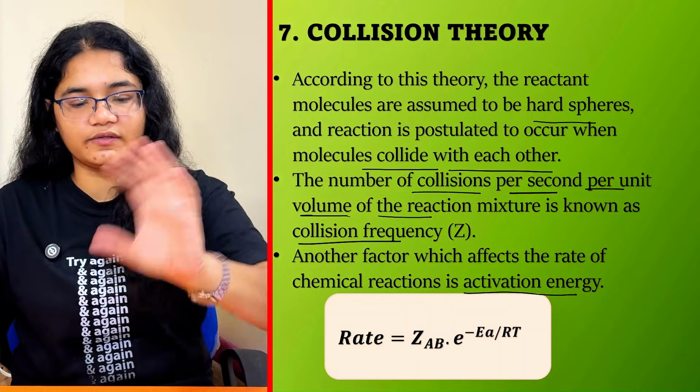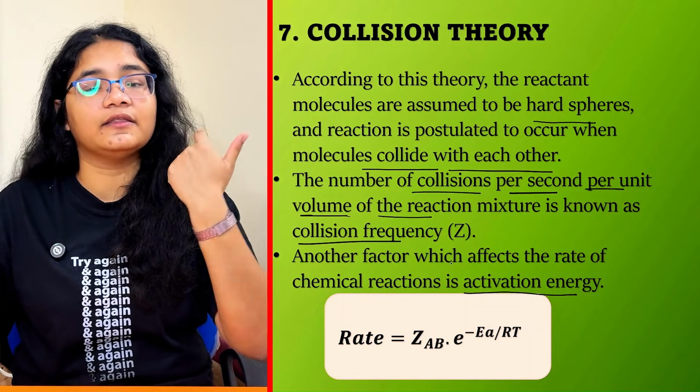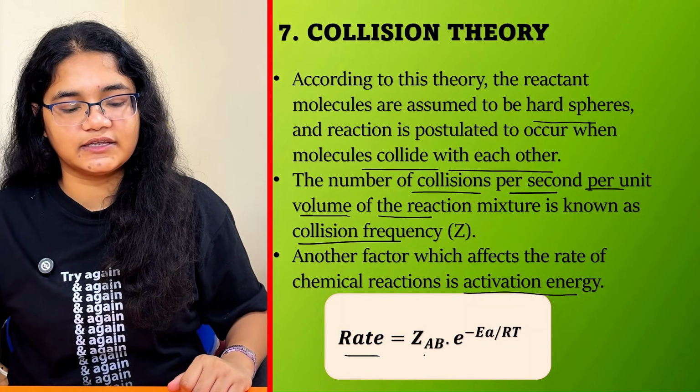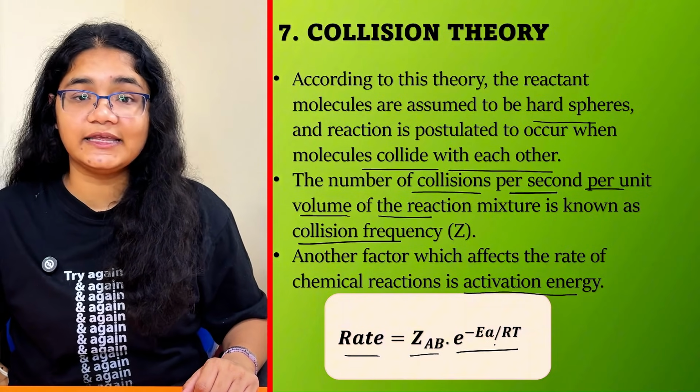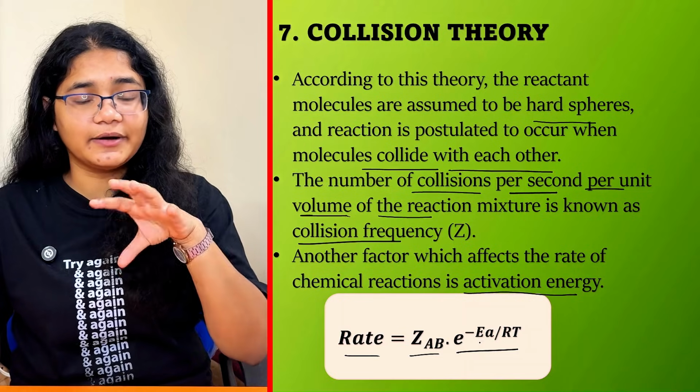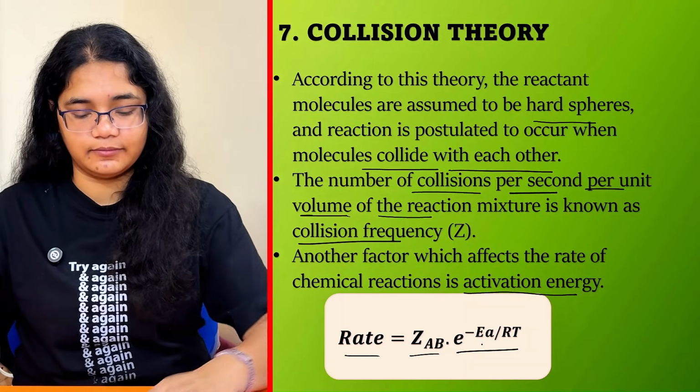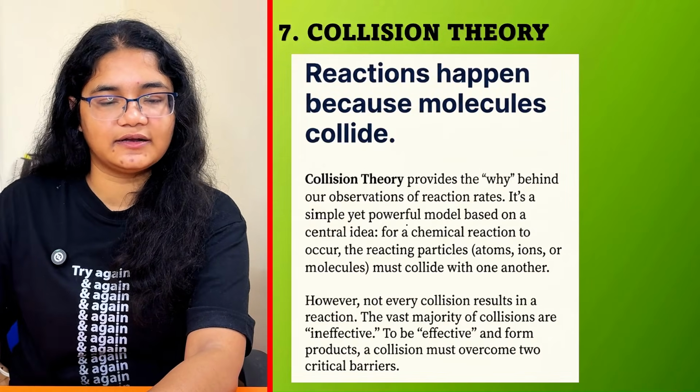So considering all these factors, collision frequency and the activation energy, the rate was given earlier by collision theory as Z_AB into e to the power of minus Ea by RT. This is pretty similar to your Arrhenius equation. So let us first understand this in detail.